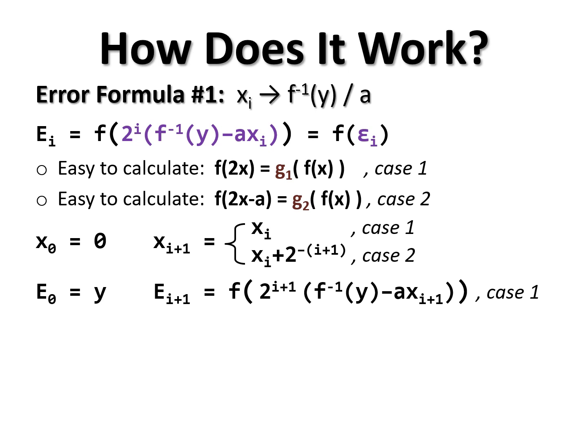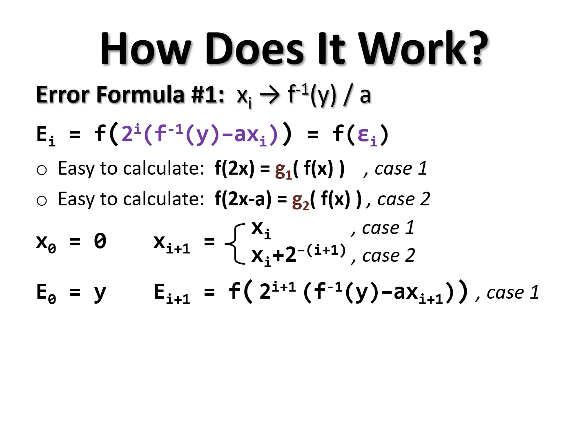Let's build inductive recurrence relations for x, the output, and e, the error value. Here we define two new functions. g1 is how we translate f of x to f of 2x. g2 is how we translate f of x to f of 2x minus some constant a. Case 1 is where x doesn't change. Case 2 is where we add a single 1 bit to x.